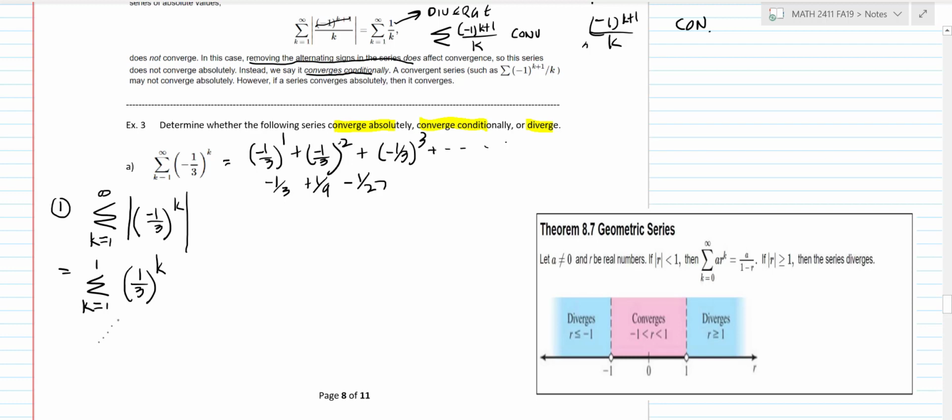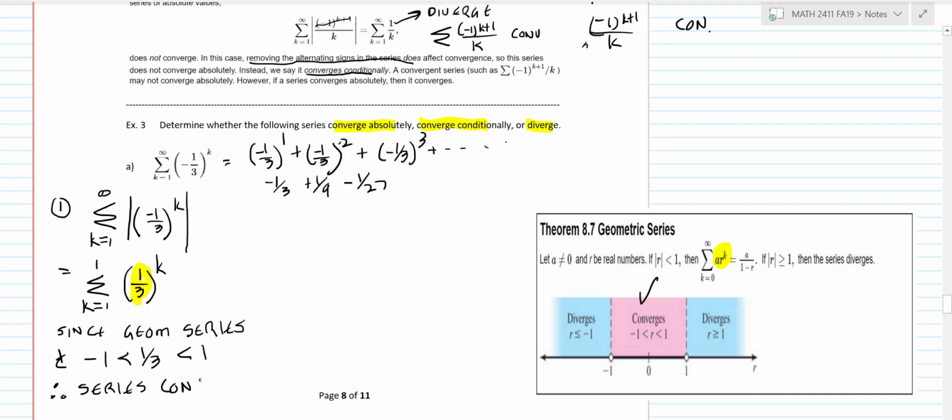Well, what kind of series is this? This is a geometric series. It has the structure a r to the k, where r is the common ratio. And we know the condition for convergence is that it converges if this ratio is between -1 and 1. So since we have a geometric series and -1 is less than 1/3, which is less than 1, we would say therefore the series converges.